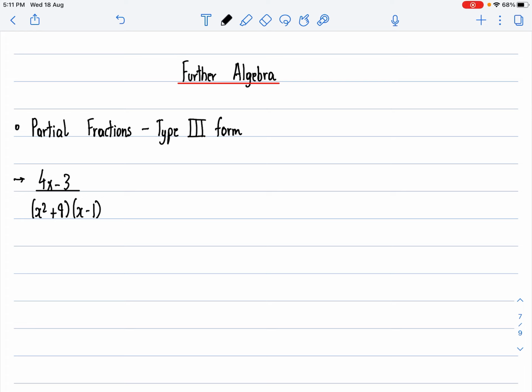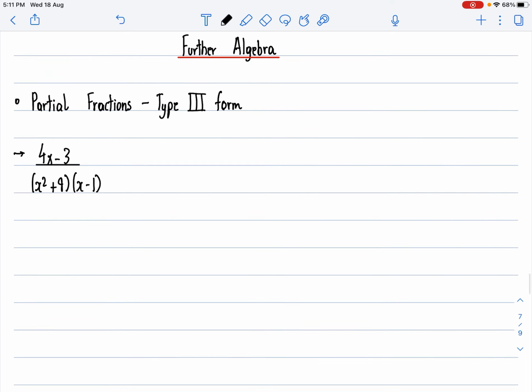Today we'll be doing the concept of partial fractions of the type 3 form, which is a subtopic in the chapter of further algebra. Okay, so the best way to identify this form is to look at the denominator. Here you'll have something like the x square. That's one thing which you basically need to note. And another thing you can note is that this x square plus 9 cannot be factorized. This is very important to know.